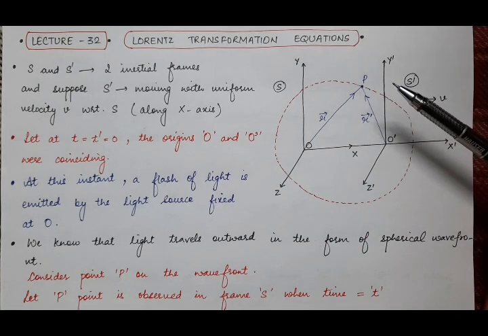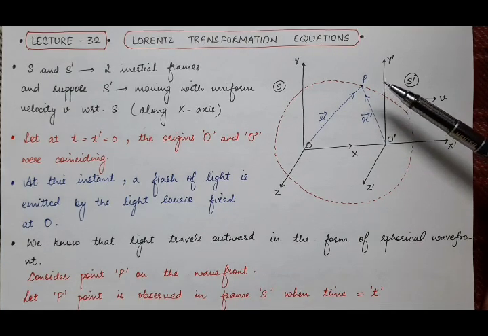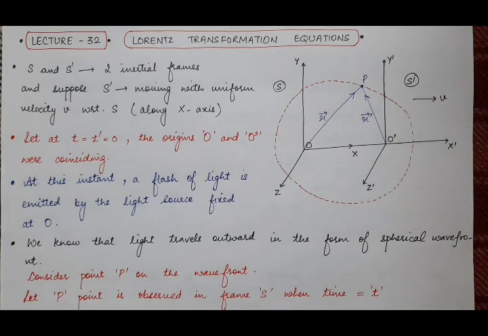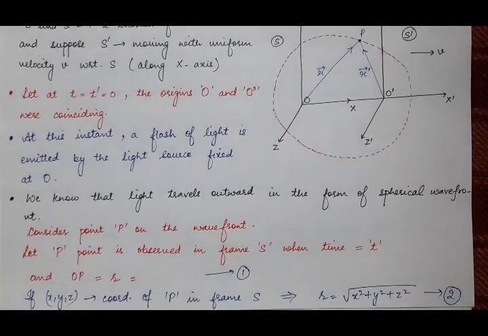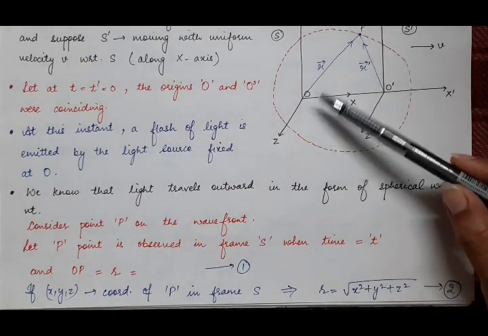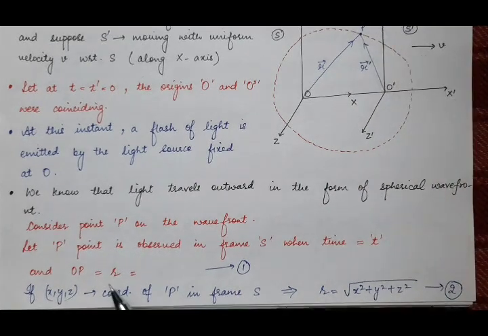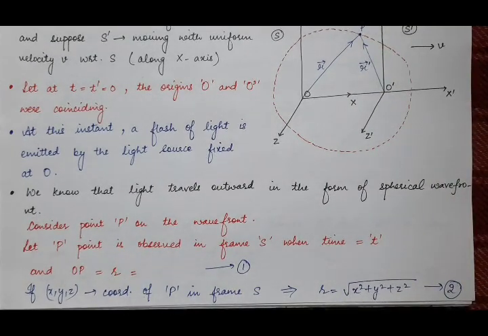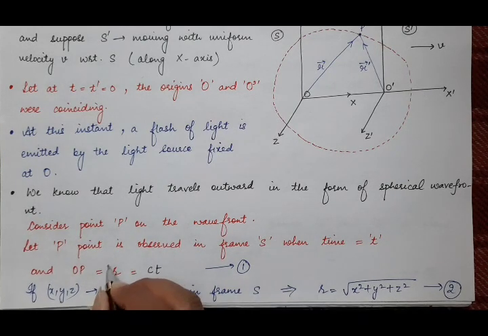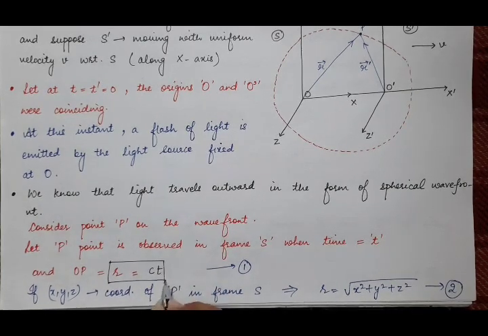So what will be the distance travelled by light in time t? Because the velocity of light is c, the distance travelled by light in time t will be c into t. The distance covered by light from point O to P in time t, suppose its magnitude is r, will be equal to speed into time. What is the speed of light? It is c. And what is the time to obtain point P? It is t. Suppose this is equation number 1.